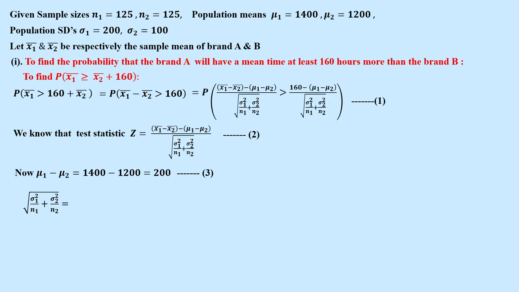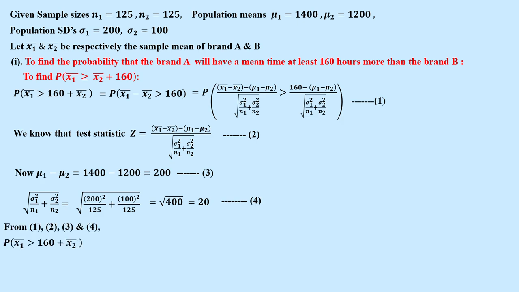So we know everything, values mu1 minus mu2, you can substitute directly in that formula, right? Otherwise you calculate separately and substitute that. So 2, 3, 4 you are using in 1. So this is equal to probability of z greater than 160 minus 200 by 20. So probability of z greater than minus 2.